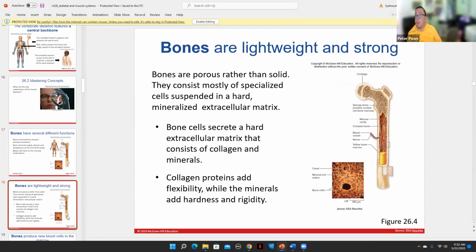Bones are both lightweight and strong at the same time. The best thing to compare bones to is a hollow lead pipe. The outside is very hard, that makes it really strong, but inside the bone is almost hollow. It has stuff on the inside, but very little.